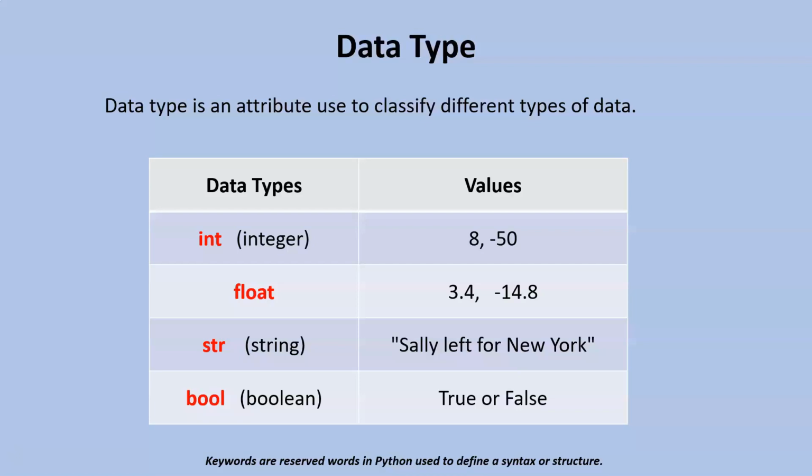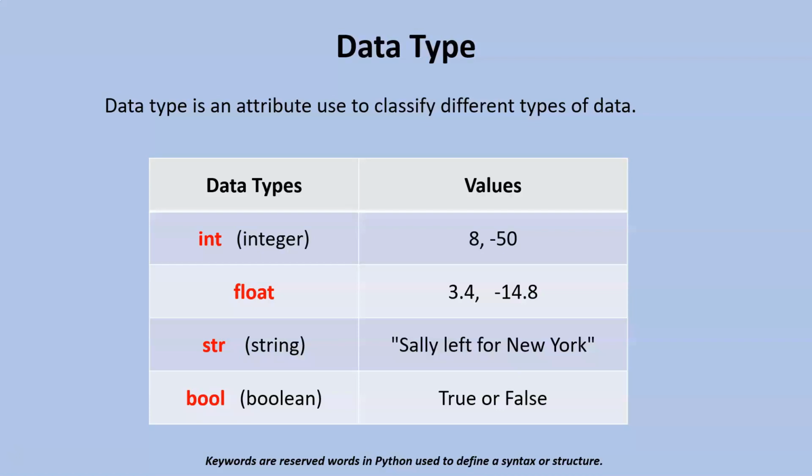Data type is an attribute used to classify different types of data. There are three main data types in Python. We have int data type, which stores integers. Integers are numbers without fraction, or whole numbers. For example, the numbers 8 and minus 50 can be stored as an int data type. Int data type can store both negative or positive values, and the keyword int is used to represent integer data type.